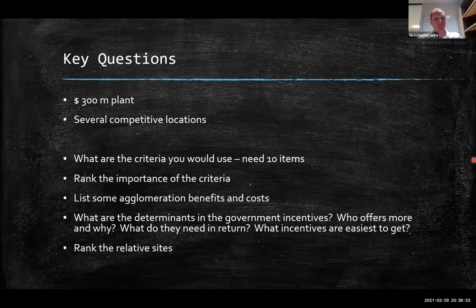Okay, cool. So what we're going to do is each group just gets to talk about what the grouping is, how important the criteria are, how they see the different countries, and then agglomeration benefits and costs, and the determinants of the government incentives.